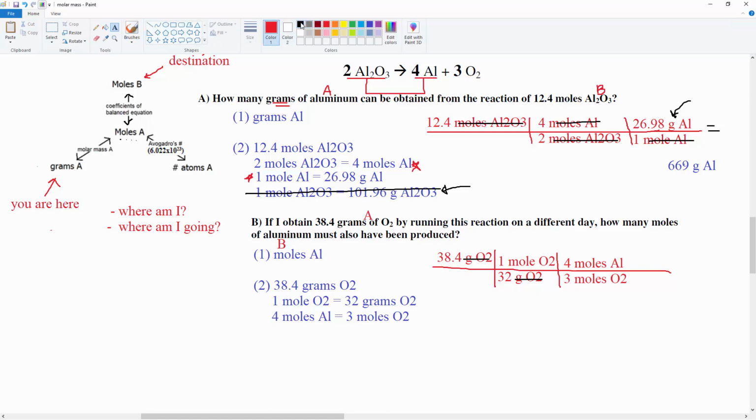So these cancel. So note that these problems, going from grams of one thing to moles of something else, is just a 2-step conversion. I want you to note this first step here was just a molar mass conversion like we were doing yesterday. The second step here is a mole to mole conversion that we did this morning. We just put it together.